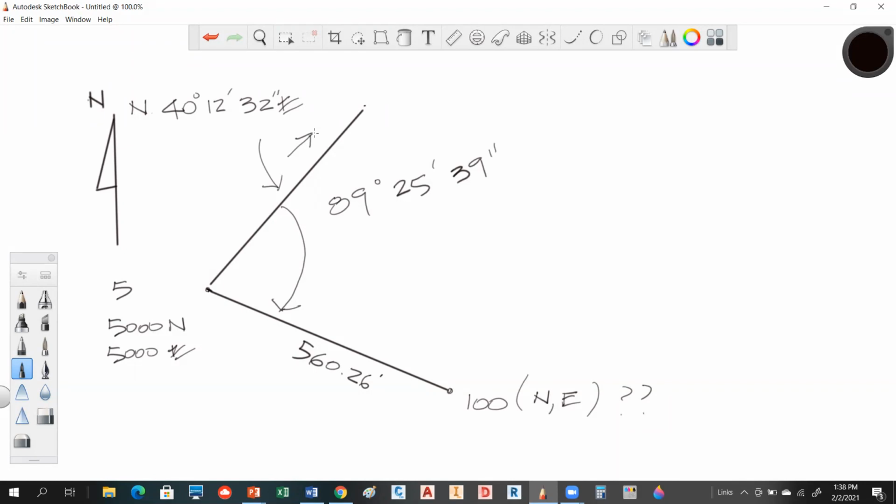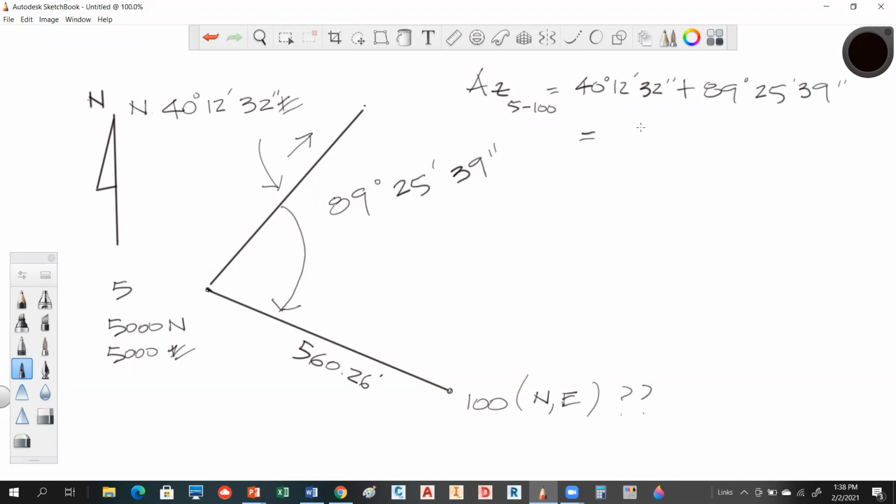Okay. So your first solution was perfect, but I can convert that to an azimuth really easily. The azimuth from 5 to 100 is going to be equal to that bearing, because it's a northeast quadrant. I just take that guy plus the measured angle, and I have an azimuth. And then I can use that very easily.